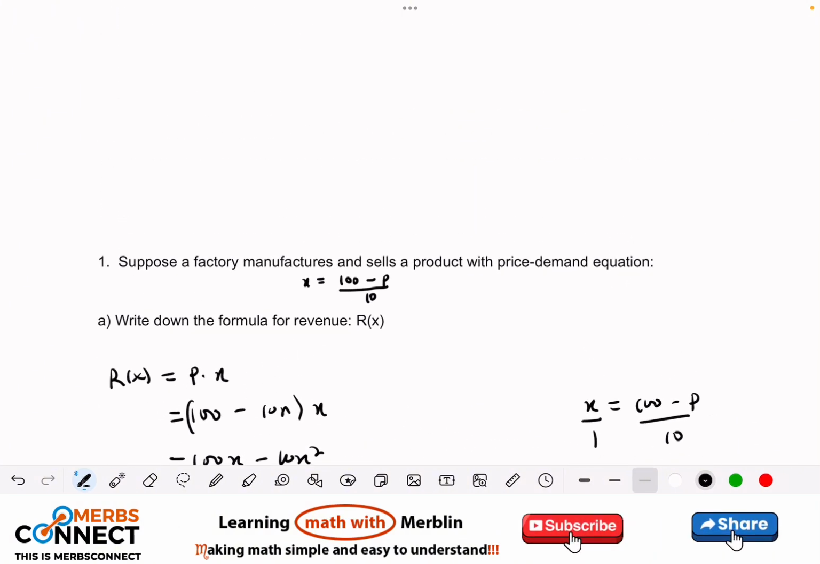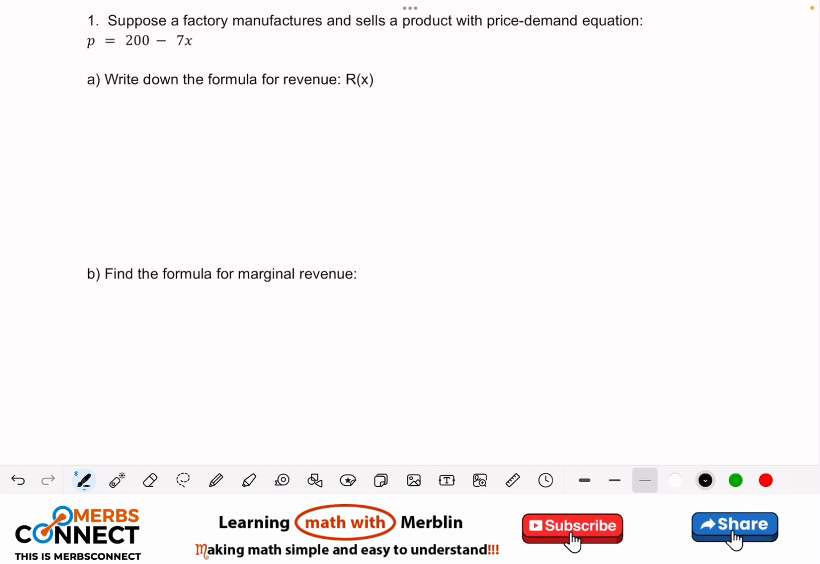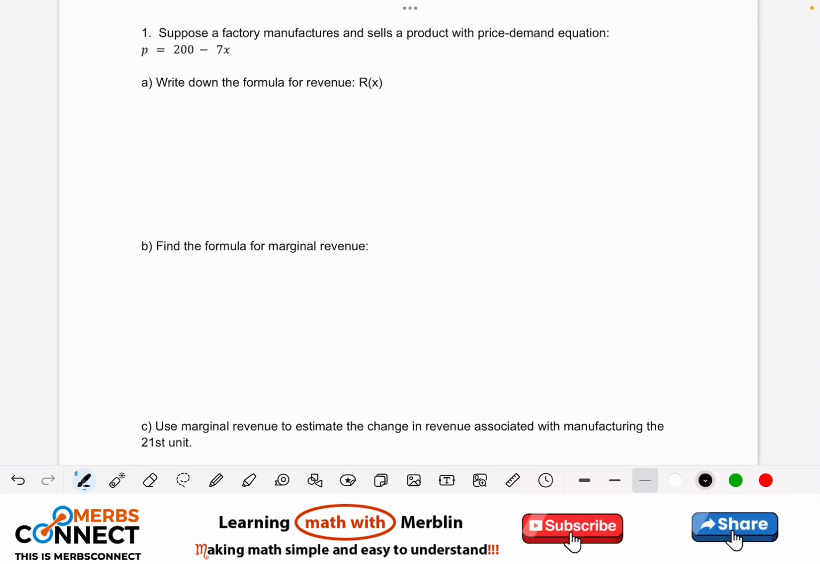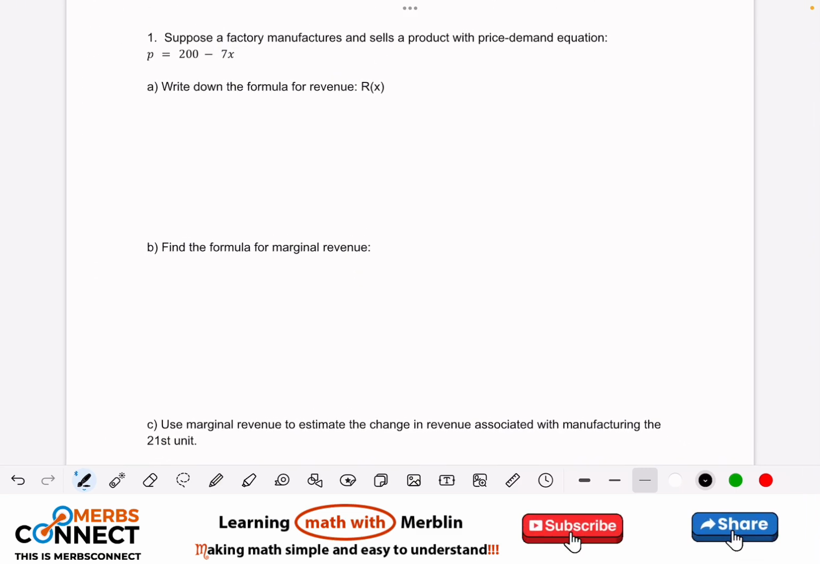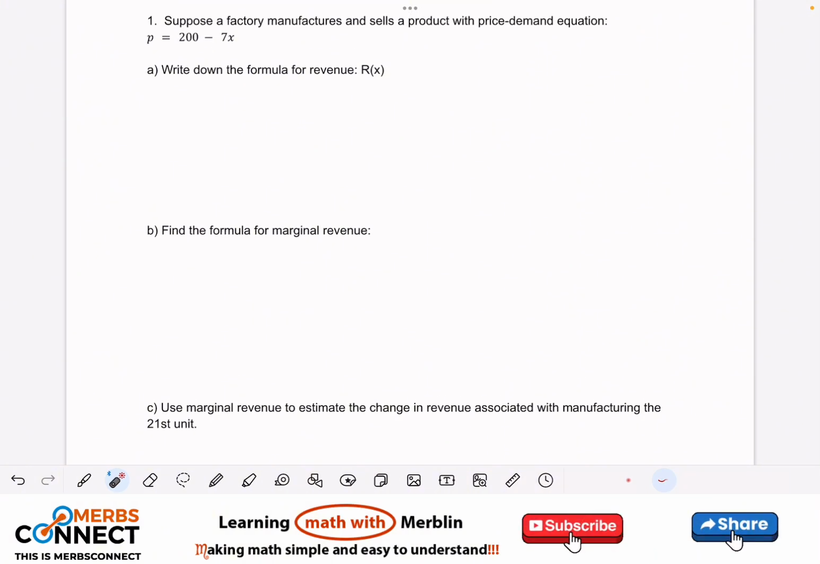So the last one that I'm going to show you, you are going to do it and put your results in the comment section. So we have this here, find the revenue, find the marginal revenue, try it yourself, and then find the 21st unit. But don't forget, when you're talking about the 21st unit, what you need to do before you find the 21st unit.